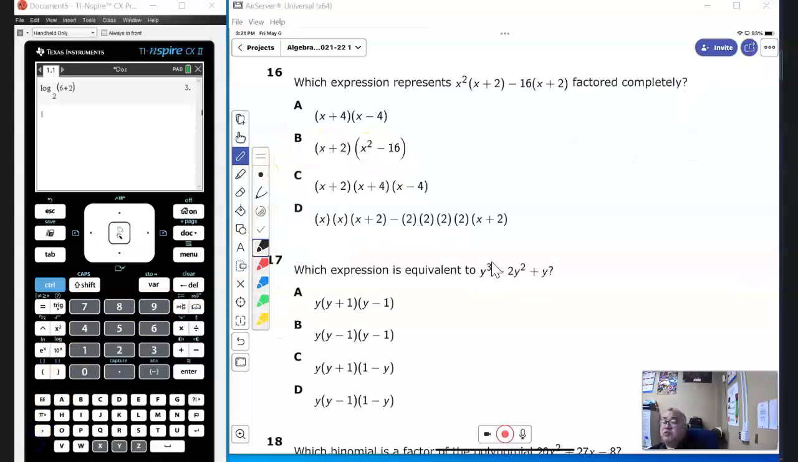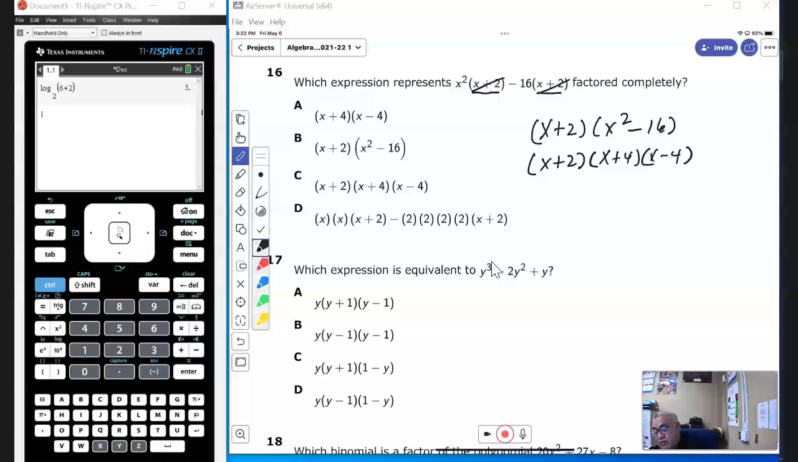For 16, it says which expression represents this completely factored, and we know that x plus 2 is a common factor in this polynomial. So we have x plus 2, we can factor that out. So you're left with x squared minus 16. And I know that 16 is a perfect square because 4 squared gives you 16. So you have x plus 2. Now it's a difference of squares, so what you're going to have here is x plus 4 times x minus 4. And this is factored completely, so your answer is C. B is not factored completely.